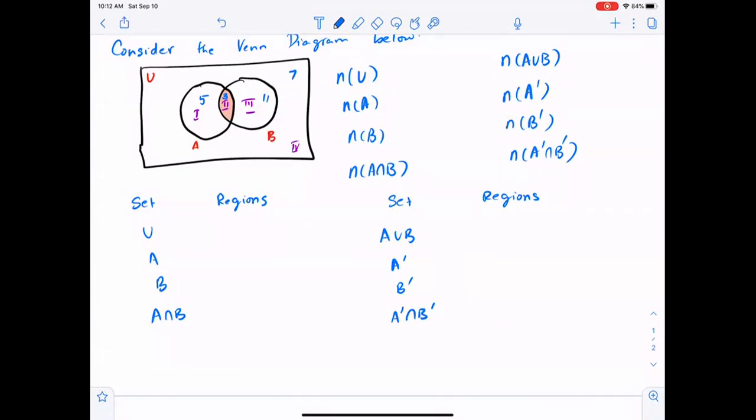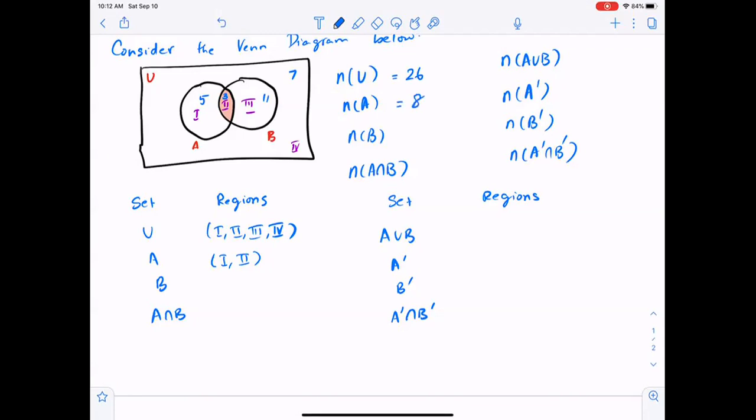Well, U contains all regions, so 1, 2, 3, 4. That would mean I've got to combine all the elements. So 5 plus 3 plus 11 plus 7. That would give me 26, the total. For A, we will have regions 1 and 2. That would simply mean I'm going to add 5 and 3. That will give me 8.